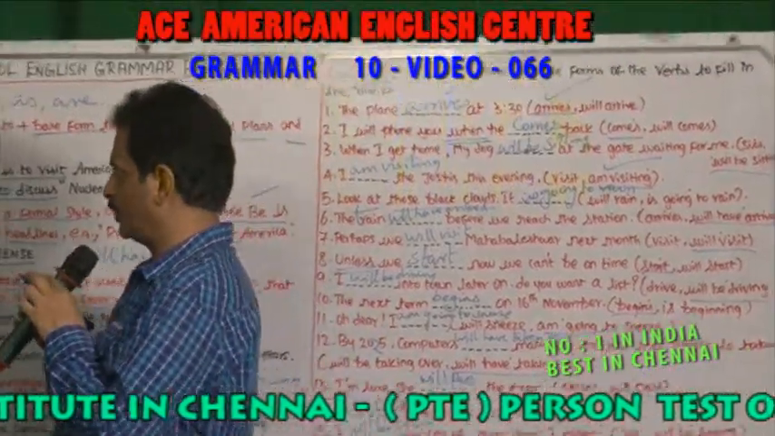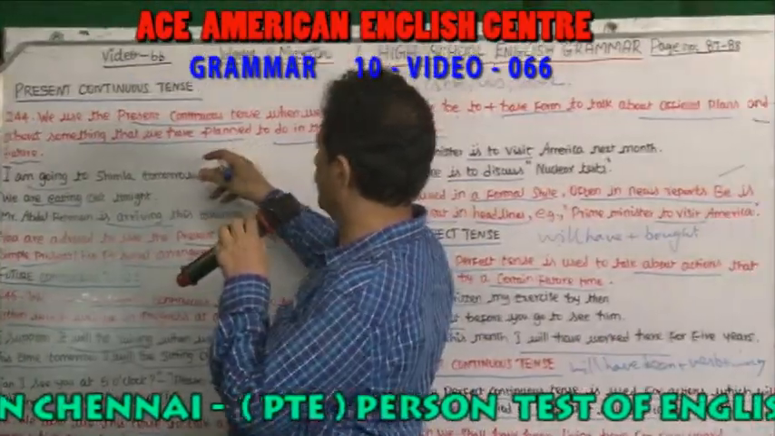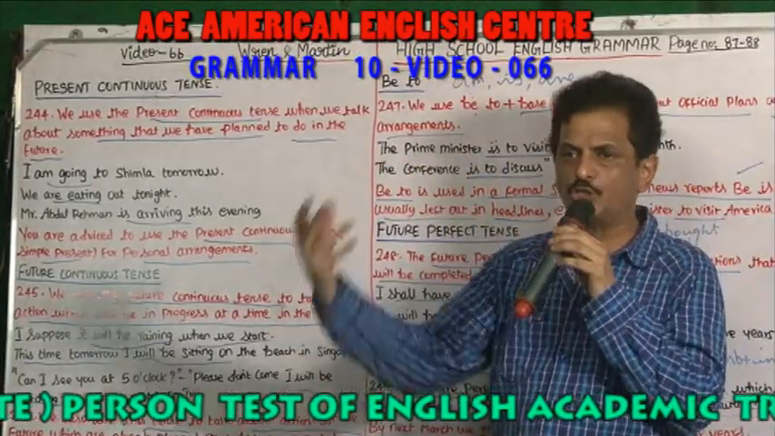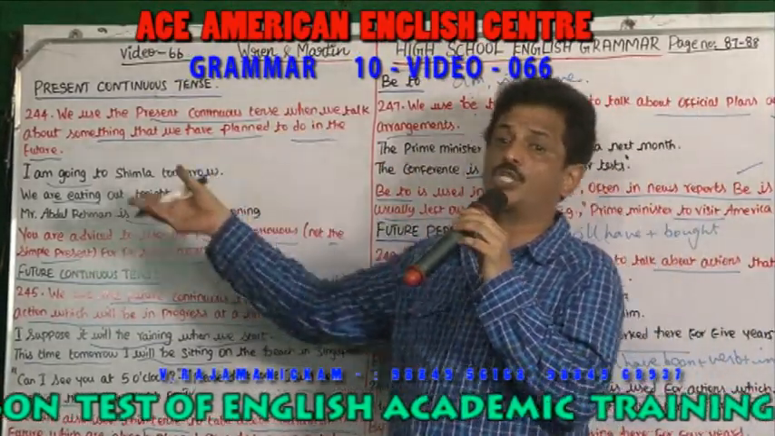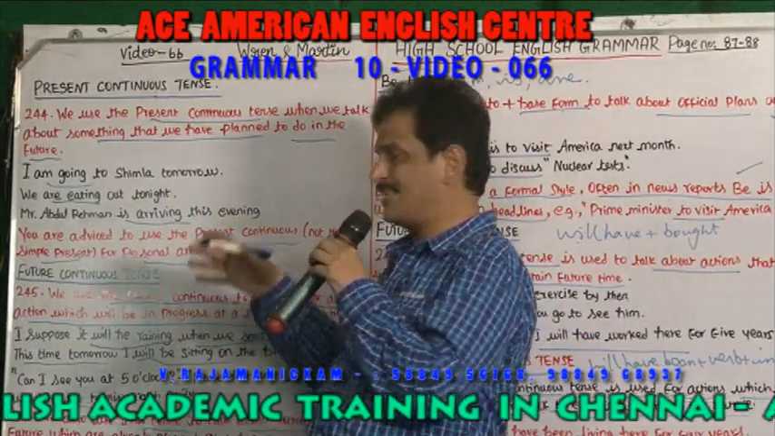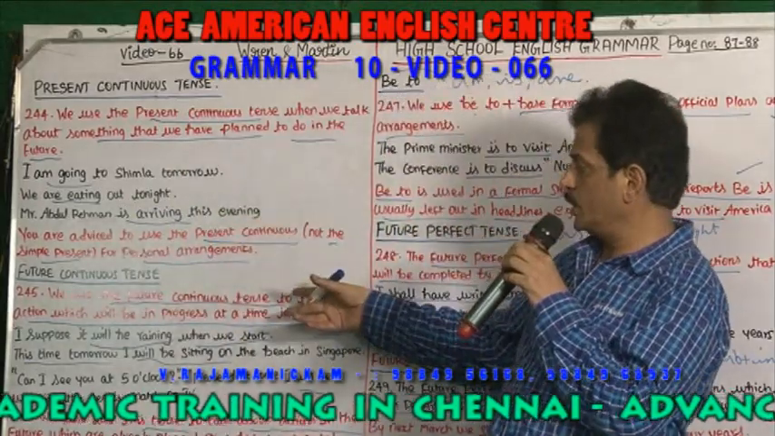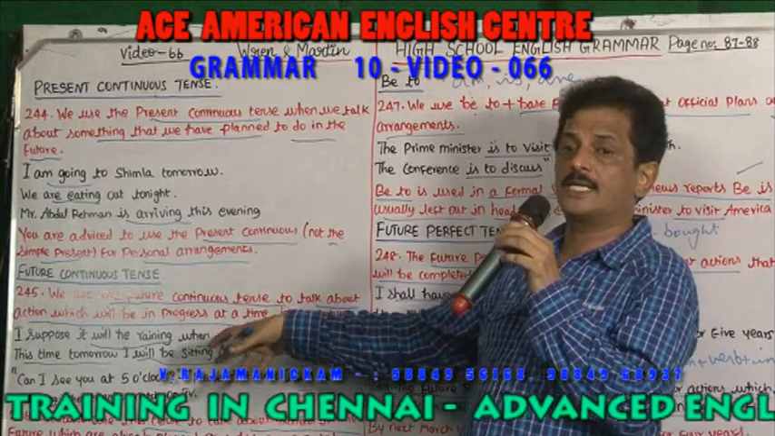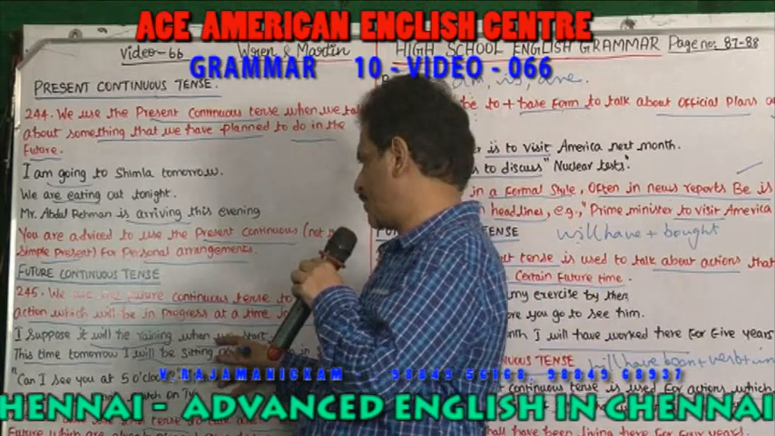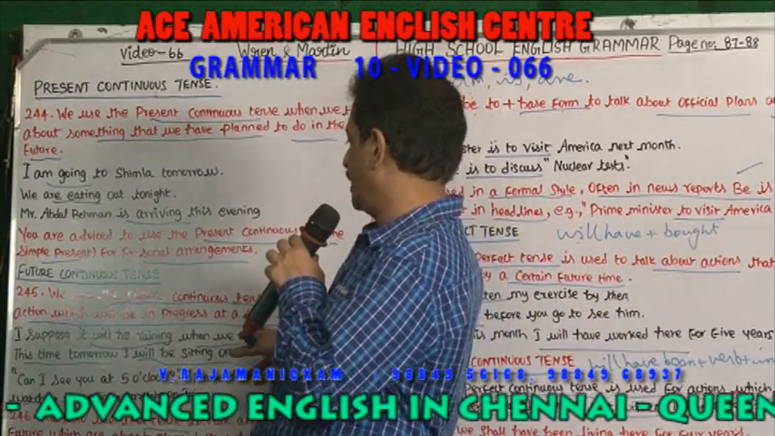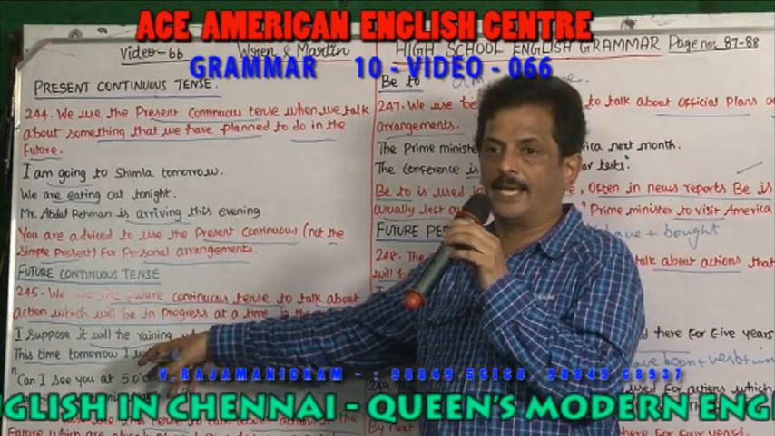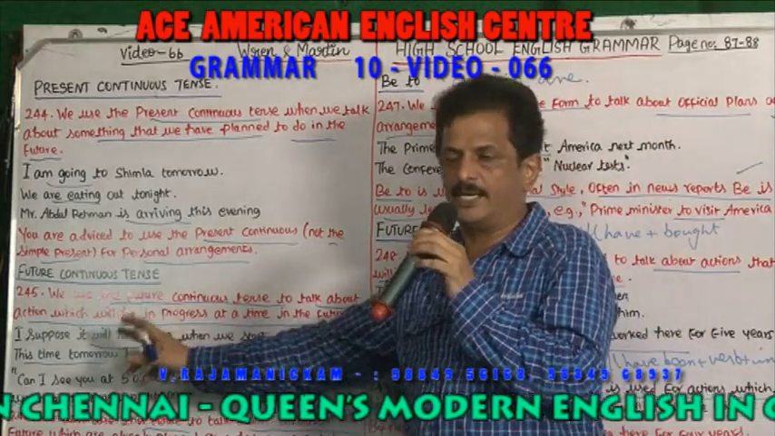So dear friends, what you are able to understand: present continuous is used when you have planned to do something. This present continuous changes itself into future. Present continuous for personal arrangements will be about future. Then future continuous tense, where do you use? In future, something will be happening. So in future, some action will be in progress.